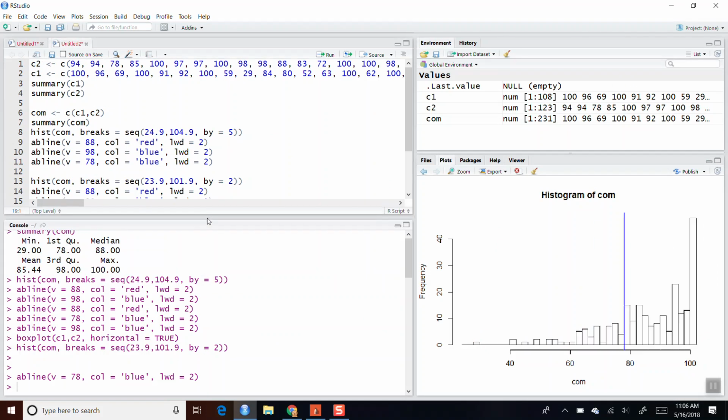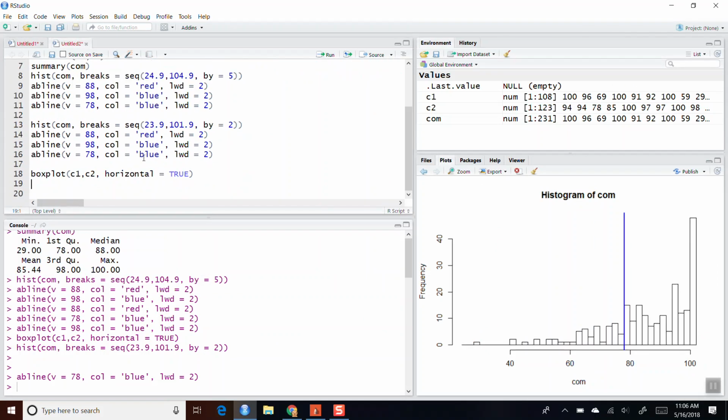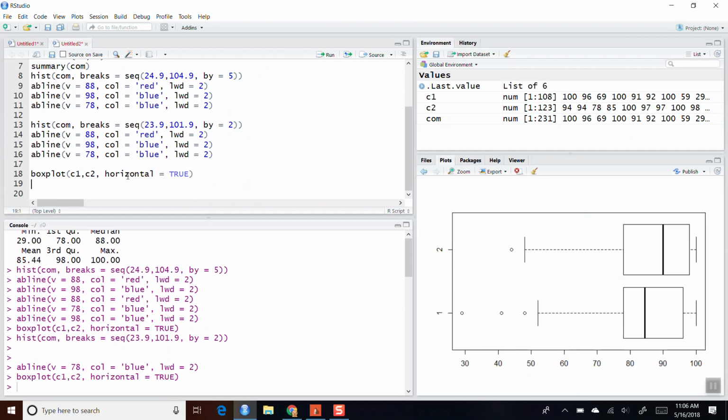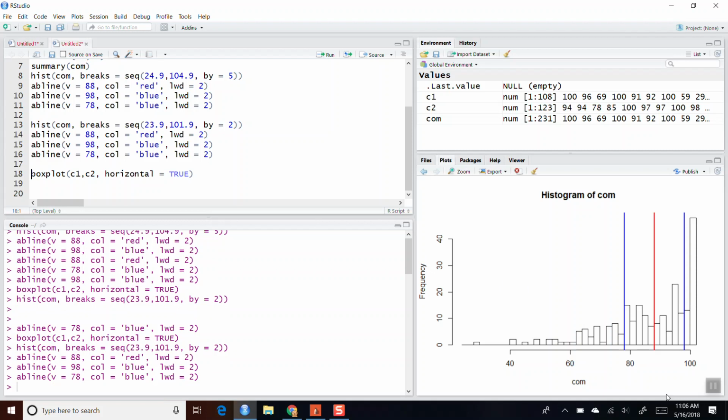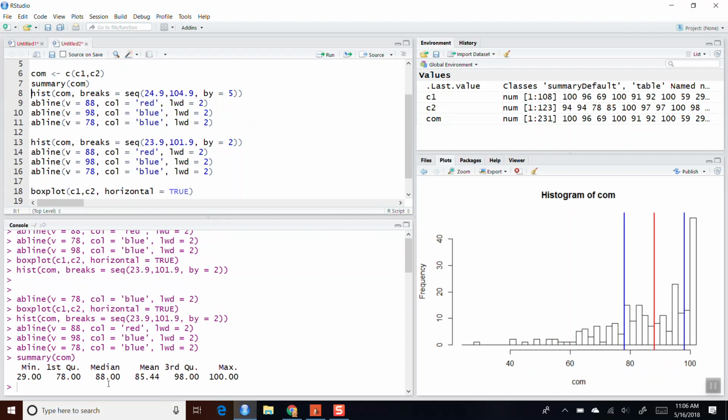All right, this is the distribution, okay? The median's an 88, Q3 is a 98, Q1's a 78, okay? So we had a lot of people getting 100, so about a quarter of students got a 98 or higher. And then a quarter between 88 and 98, a quarter below 78.